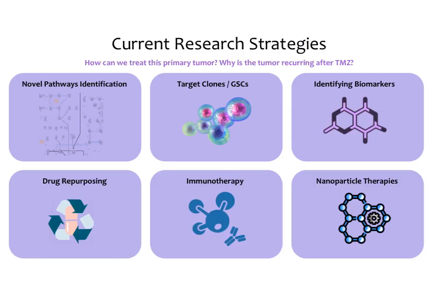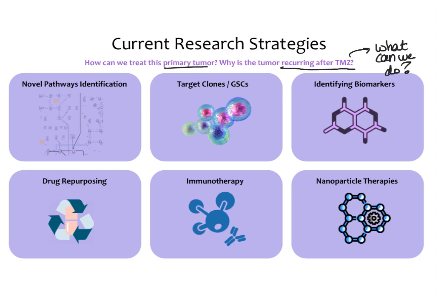So for developing new therapies, there are a lot of different research strategies that go after this. The question behind all of these research strategies is either to find a better way to treat the primary tumor such that it never comes back, or to better understand why this tumor is coming back after TMZ and what we can do to stop that. So what can we do to prevent this recurrence? Or what can we do to just do a better therapy up front so we never have a recurrence that we need to worry about?